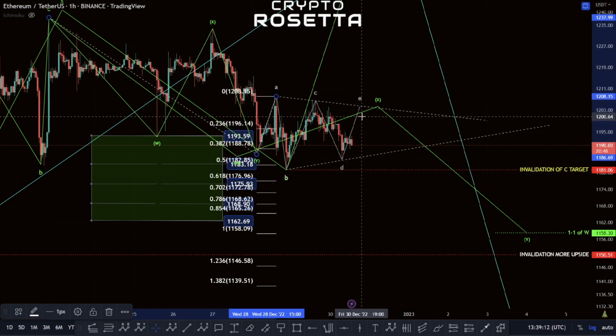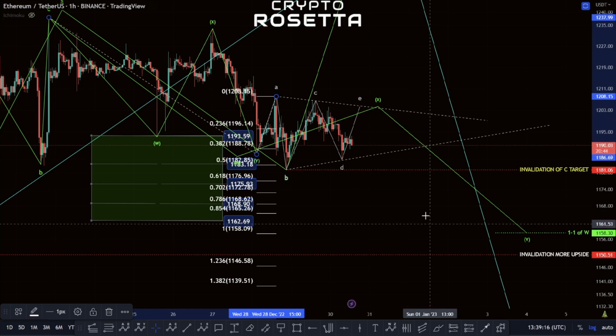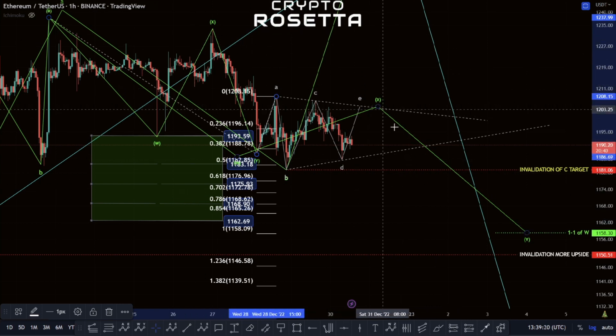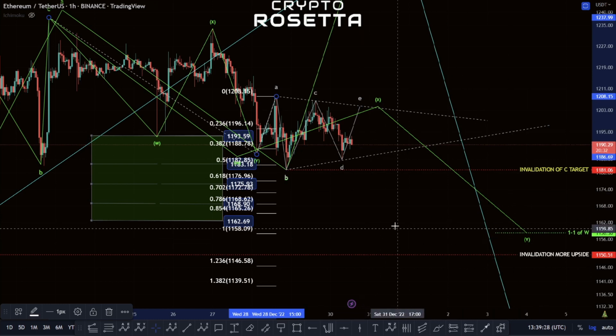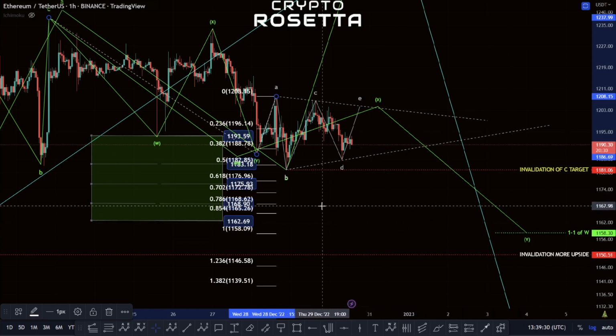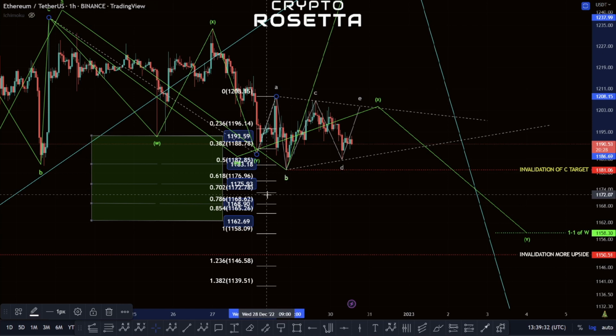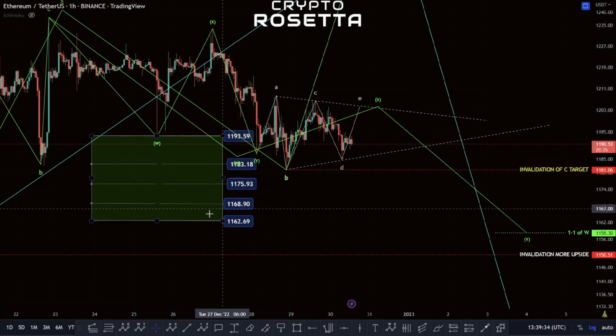If it does develop as a triangle, whether we get that as a 5-wave move or an additional 3-wave move to the downside, because this could actually just be an A, B, and a C instead of a WXY, and actually we're looking for a 5-wave move to the downside instead of a 3-wave move. So we just need to monitor it as it progresses. So this zone here could offer us some potential areas that we could look to find support in again.